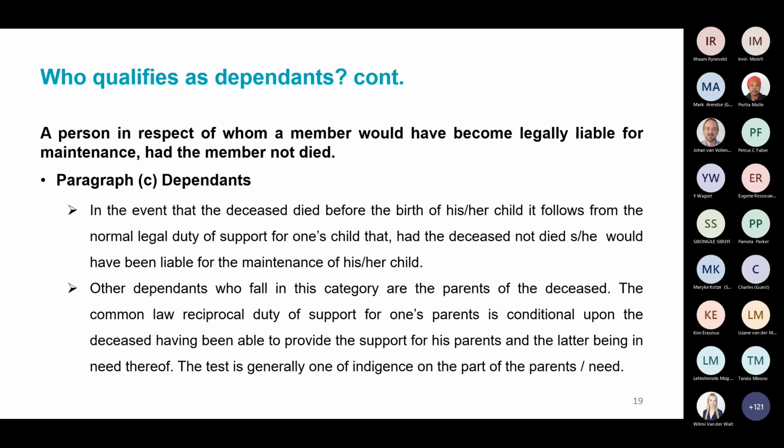Then dealing with paragraph C, dependents, a person in respect of whom a member would have become legally liable for maintenance had the member not died. So this is really in the event that the deceased died before, again, the birth of his or her child. It follows that the normal legal duty of support for one's child arises. Had the member not died, of course, she or he would have been liable for the maintenance of his or her child. So basically this paragraph C, dependents, caters for that situation.